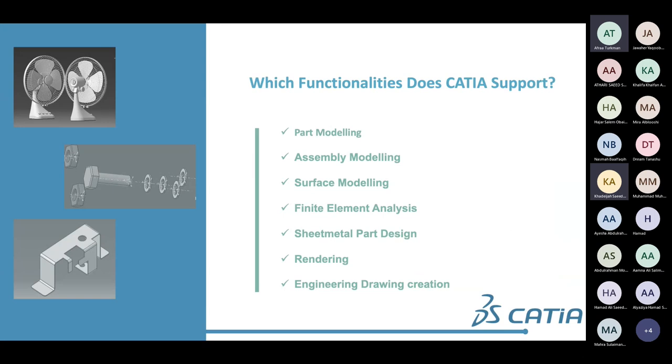Which functionalities does CATIA support? It supports part modeling, assembly modeling, surface modeling, finite element analysis, sheet part design, rendering, and engineering drawing creation.